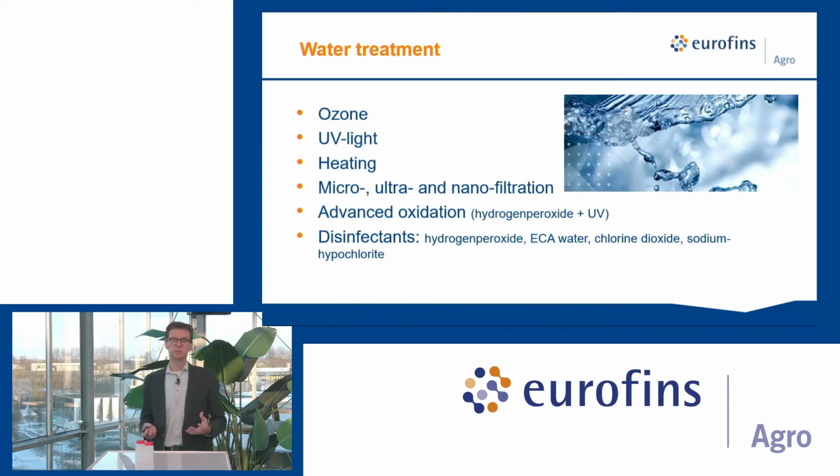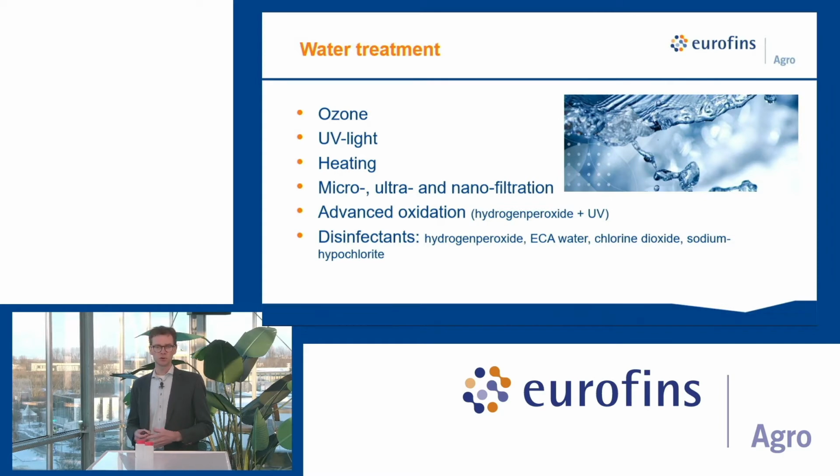If we look at the water treatments, there are several techniques in the greenhouse to treat the water, to disinfect the water, like ozone, UV light, heating systems, specific filtration techniques. Advanced oxidation techniques is a combination of UV and hydrogen peroxide, and specific disinfectants, like hydrogen peroxide, chlorine dioxide, and sodium hypochlorite. There are several methods, machines, disinfectants to disinfect the water. But are they working properly? Is the technique working fine?